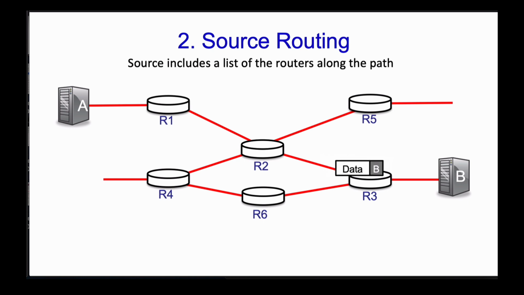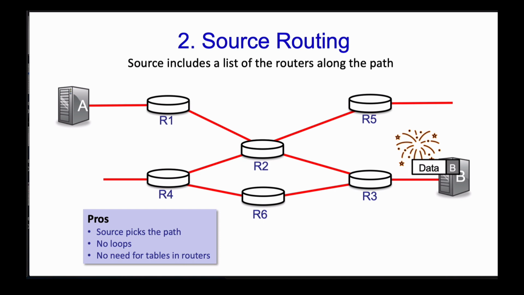The benefits of source routing are that the source gets to pick the path. It's free to pick any path it would like, avoiding congestion or parts of the network that it doesn't trust or doesn't like for some reason. It's easy to avoid loops if the source knows the topology. It simply makes sure that every router appears only once on its list. And there's no need for tables in the routers. There's no state to build and no state to maintain at the routers. They're kept nice and simple.